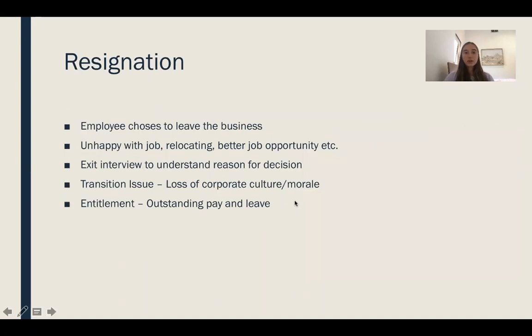So to start off with, we're going to talk about resignation. Resignation is where the employee chooses to leave the business. This might be because they want a better job, they're relocating, or they don't like the job for whatever reasons. Something that's specific to resignation is an exit interview. When an employee chooses to leave the business, the manager or the HR manager should conduct an exit interview, sit down with them and understand the reasons why the employee is leaving, and if there's anything they can do to prevent further employees from leaving because of that issue.